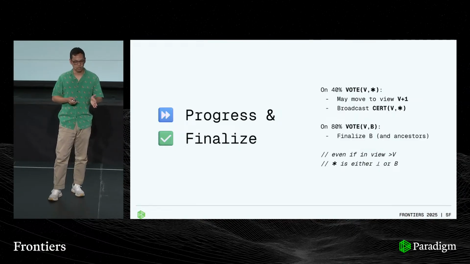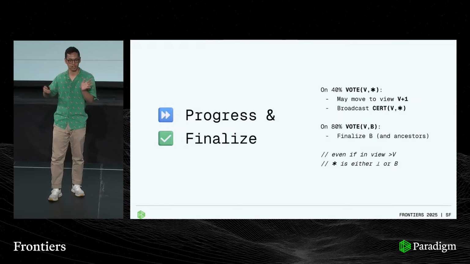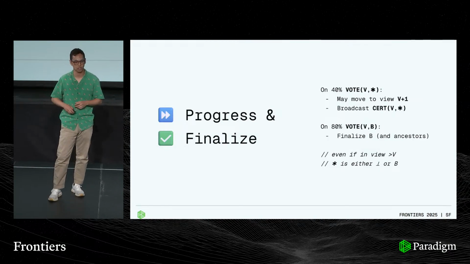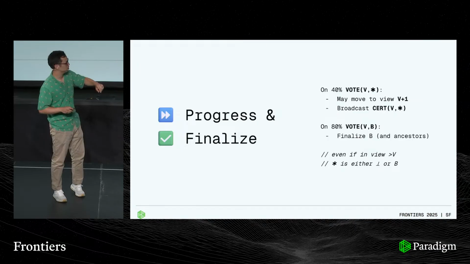And so once you see 40%, you've moved to the next view, and you can start processing the next block. If you're the leader, you can start proposing the next block. If you see 80% of... and then I should explain what the asterisk means.